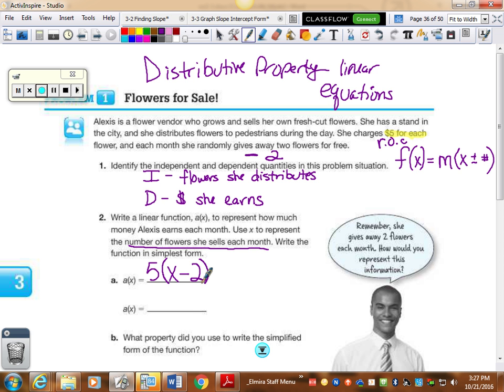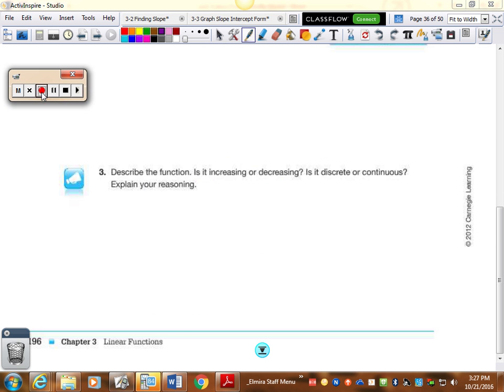And if it's in parentheses, that means we can distribute, so we can rewrite this in another way. 5 times x minus 5 times 2 is 10. And that's illustrating the distributive property. And kind of a throwback to some vocabulary from chapter 1.